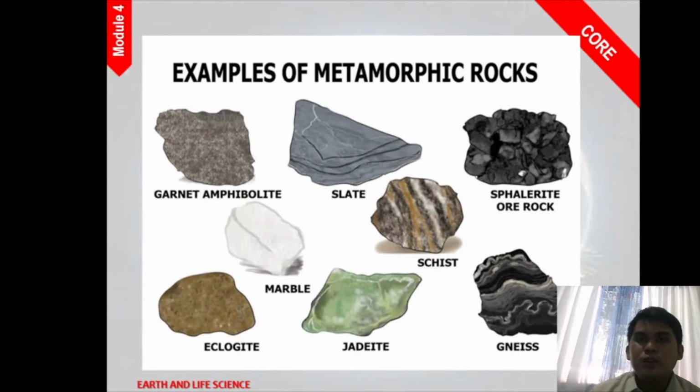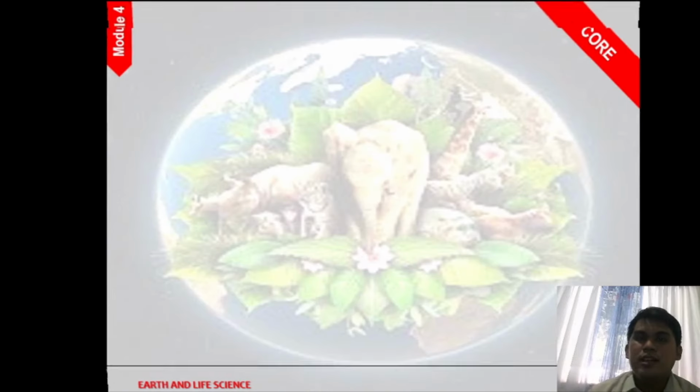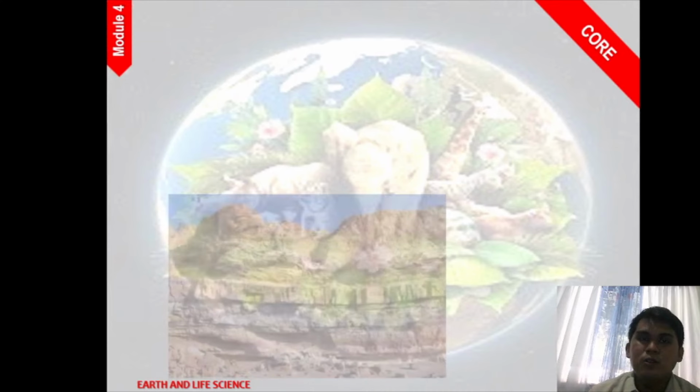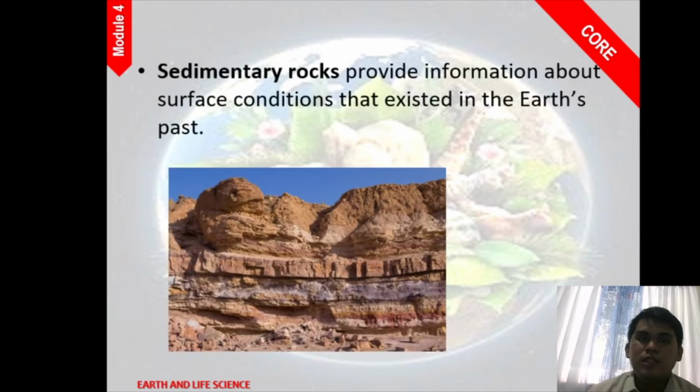Examples of metamorphic rocks are presented here. As you can see, some rocks seem to be a sedimentary rock and some rocks seem to be an igneous rock because they are formed from other types of rocks. And lastly, the third type of rock is what we call the sedimentary rocks. The sedimentary rocks are very important because they provide information about the surface conditions that existed in the Earth's past.